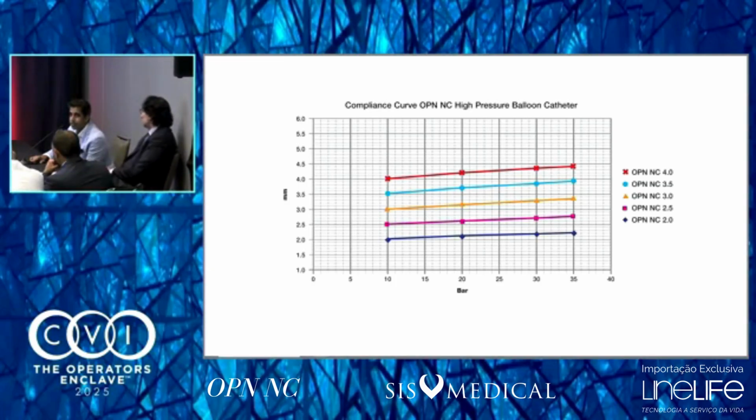My take home point is every lab in the U.S. should have OPN NC on the shelf, given the fact that you may not be able to expand your stent. Number two, I think you should image routinely in these cases so you can size appropriately and use it safely.